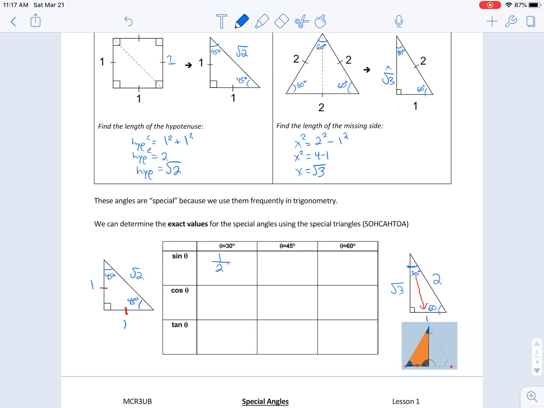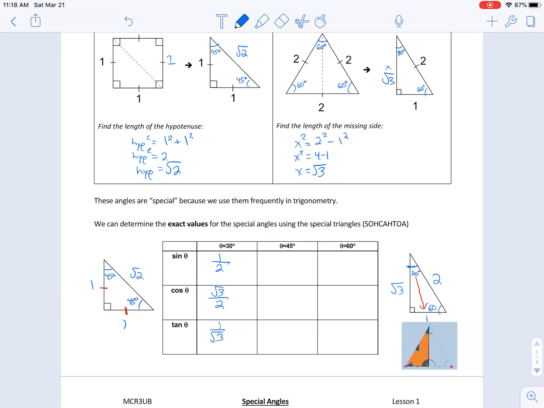So the exact value of sine of 30 is 1/2. I can do the same thing for cos of 30, so that's adjacent over hypotenuse. And then tan of 30 is opposite over adjacent, so that's going to be 1 over root 3. And we'll rationalize that denominator in a minute. So if you want to, you can go through and complete this table.